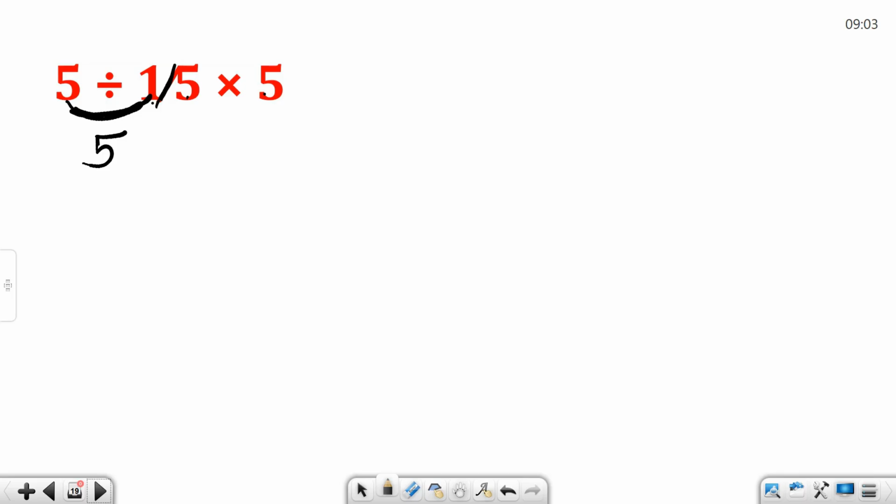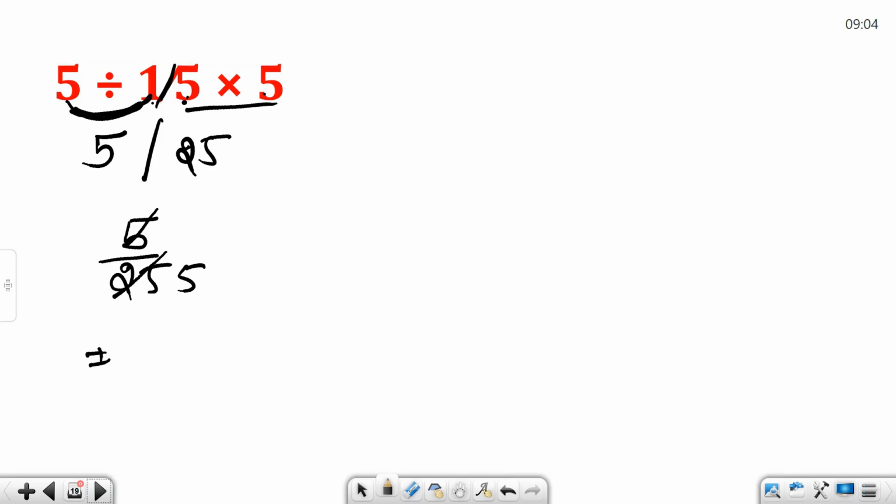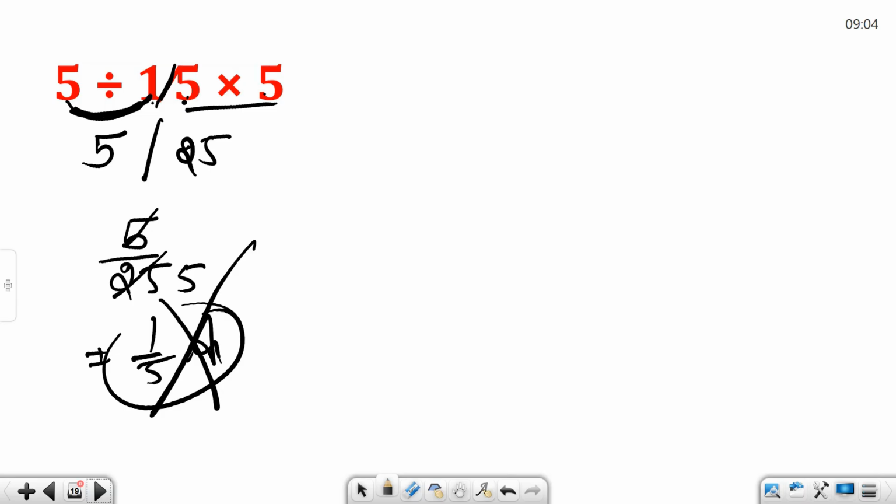Today's question is 5 divided by 1 divided by 5 times 5. 5 divided by 1 equals 5 divided by 5 times 5, which is 25. 5 over 25, 5 goes into 25 5 times, so now 1 over 5 is the answer. But this is a wrong answer.